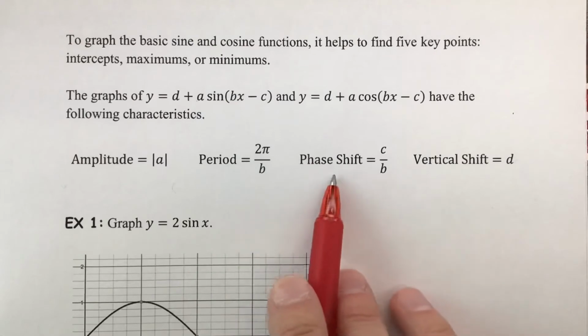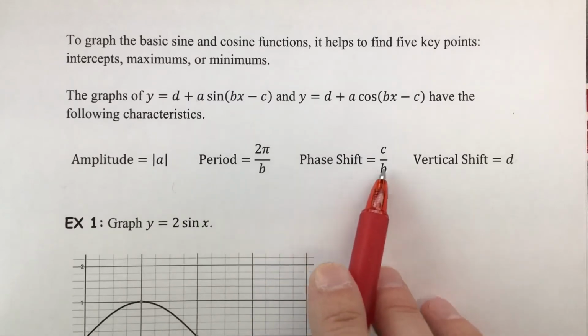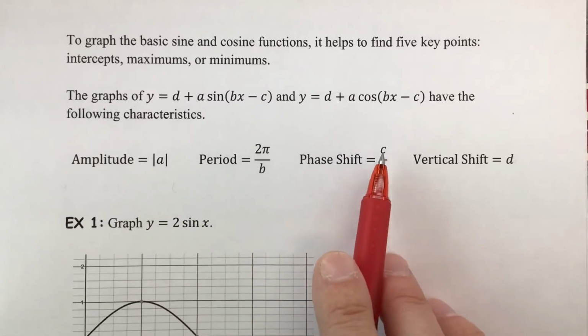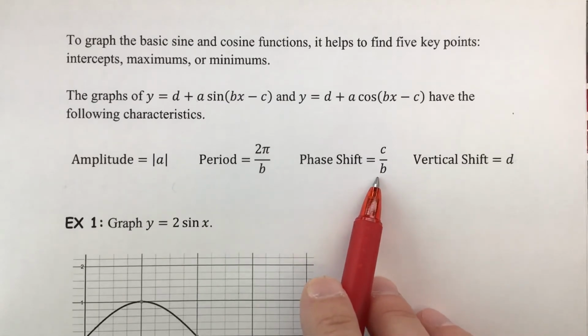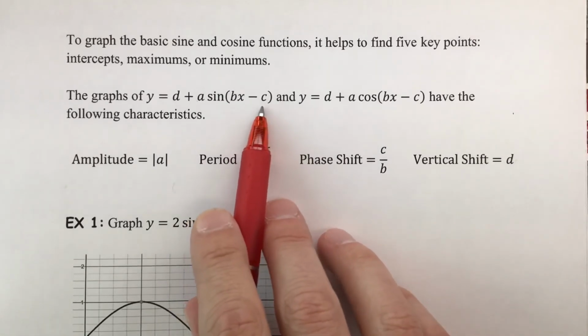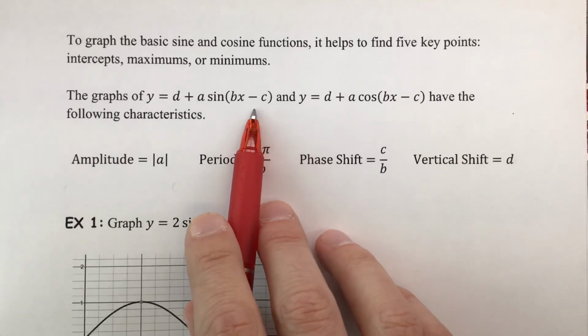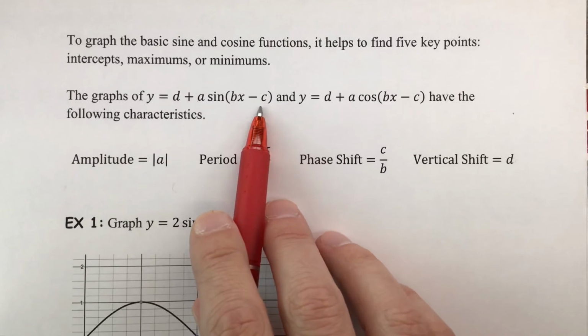All right, phase shifting. That would be a new term there. Phase shifting is talking about moving left and right. For that, you would have to take the c value and divide it by the b value. Now, let me bring up a point here that's really important, but is also really confusing. These equations have a minus c in here. So what that means is that the way that you see this value in the equation is the opposite of how you would expect it to move in the actual graph.